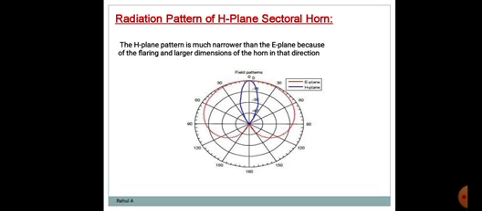Now the pyramidal horn. Just now we have studied the E plane sectoral horn and H plane sectoral horn. The pyramidal horn is nothing but a combination of the E plane sectoral horn and the H plane sectoral horn. It is the most widely used horn, which is flared in both directions, and its radiation characteristics are essentially a combination of the E field and H field sectoral horn.